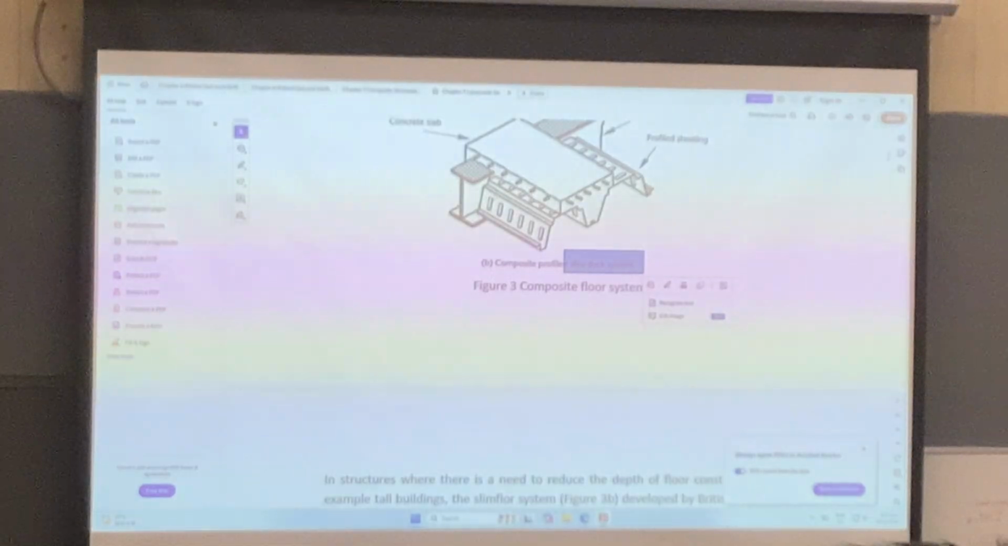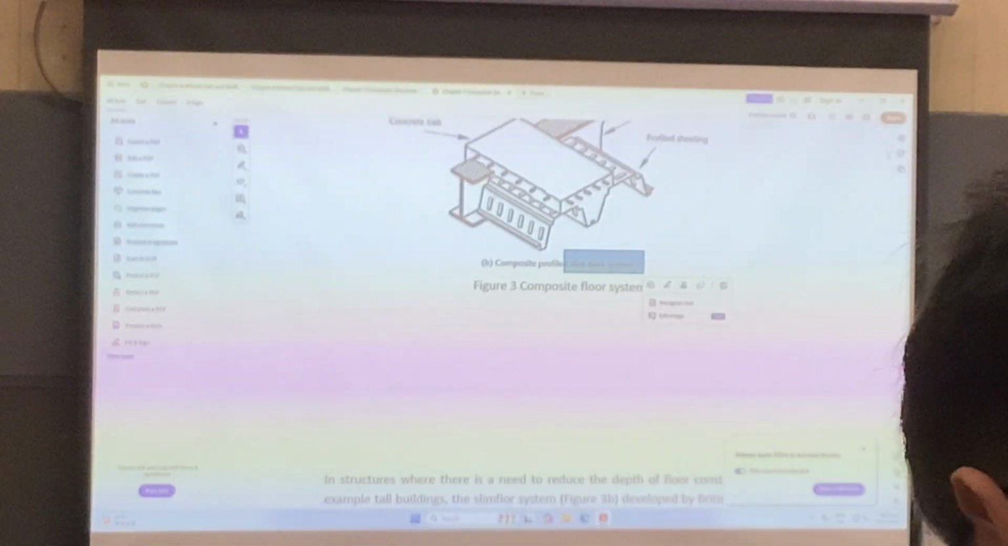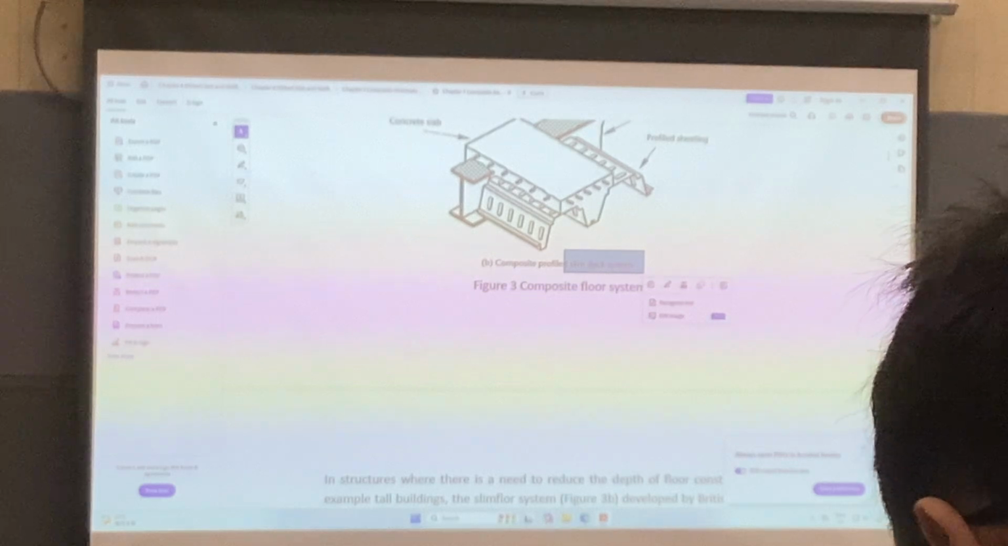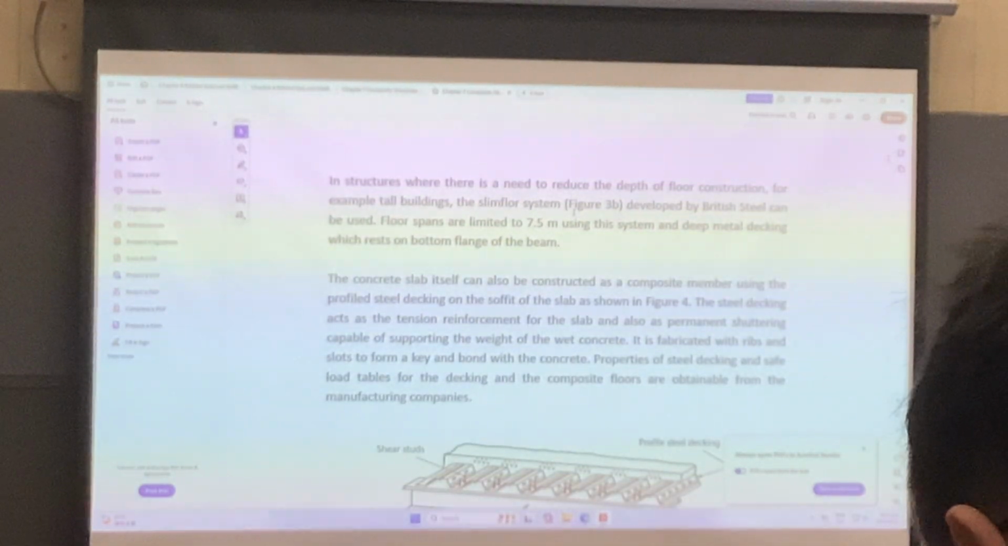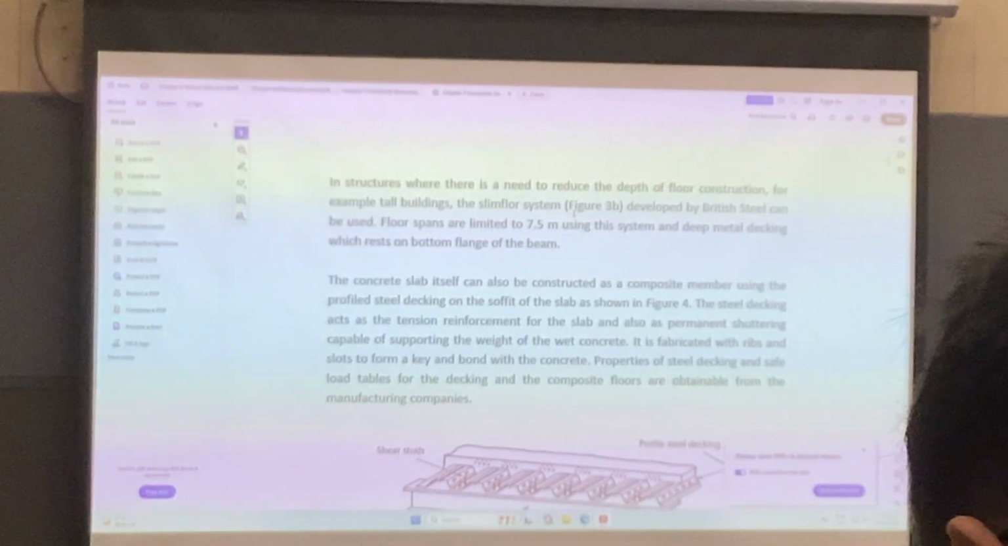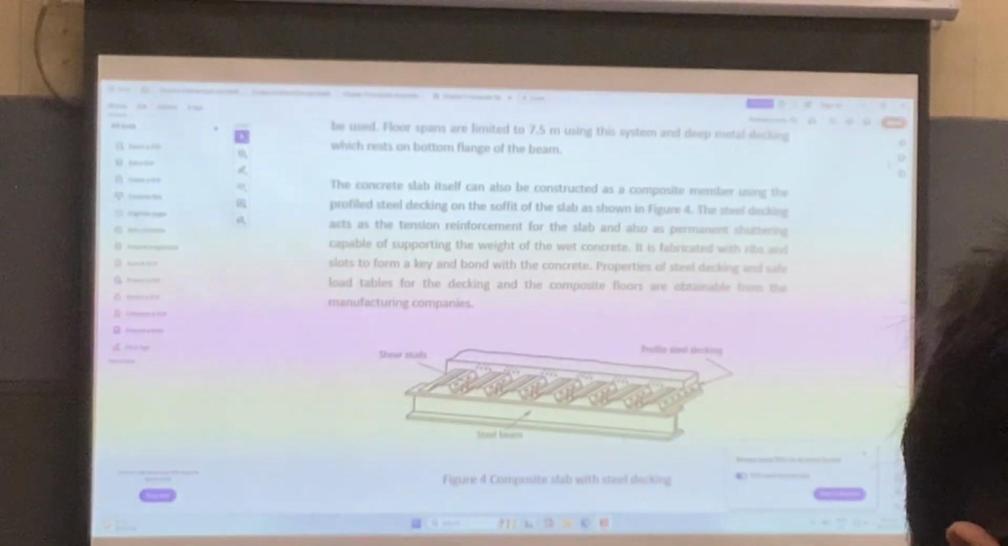This is used when your headroom is very limited, okay? But of course, if your headroom is fine, the decking should be put on top of the steel beam, because you want the concrete to take the compression while the steel beam takes the tension, okay? And then you can see that here, this is the composite slab.